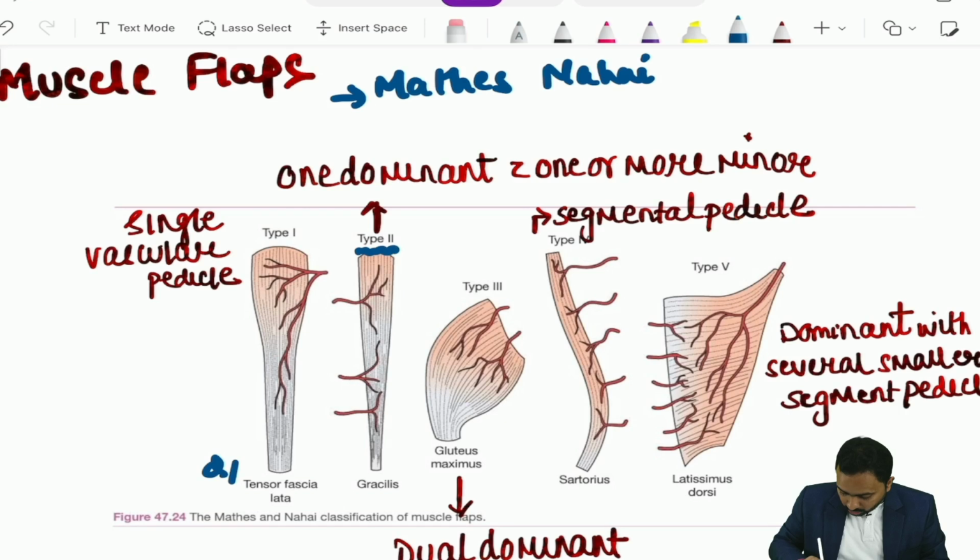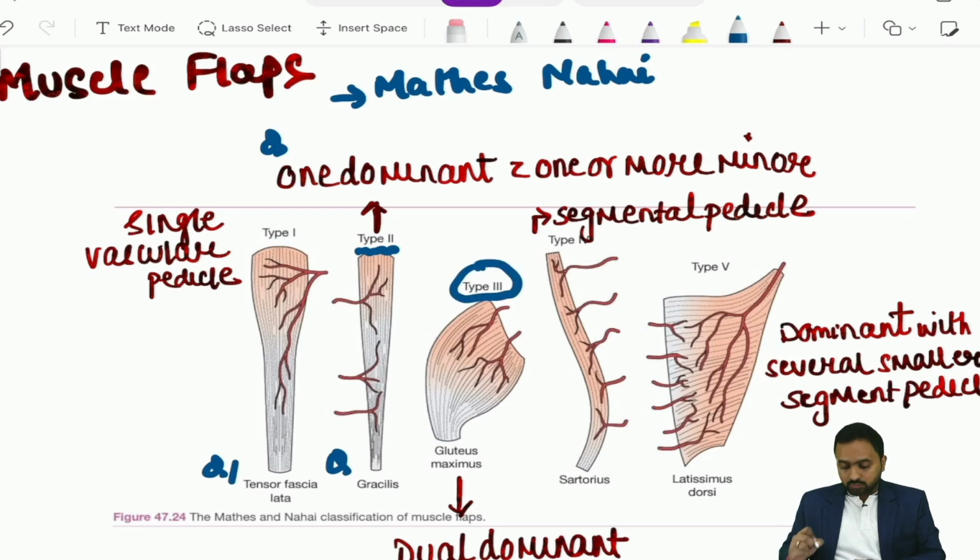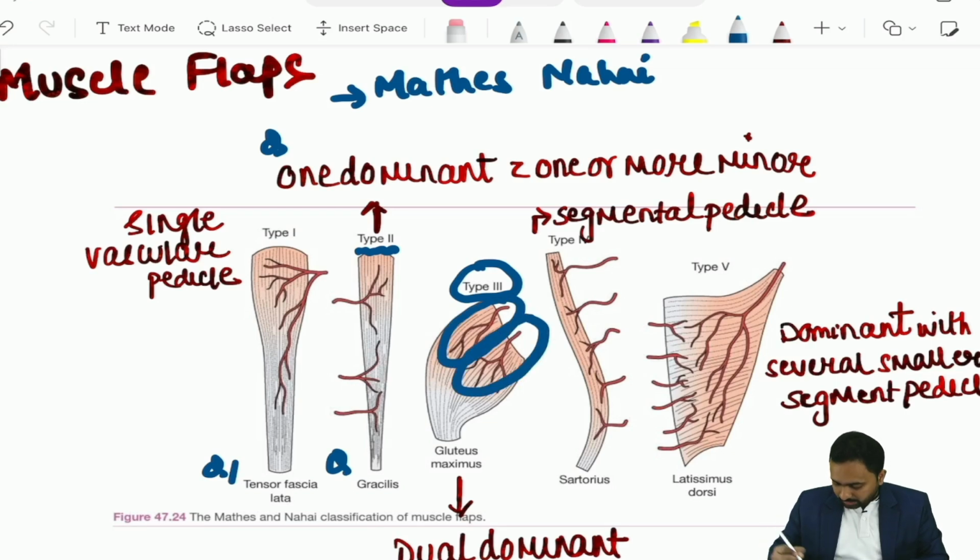Then type 2, you have your one dominant with one or more minor pedicles, the example being your gracilis. Then you have your type 3, the example of which is gluteus maximus. You can see over here you have your two dominant pedicles. Then you have your type 4, which is your sartorius. So they have your segmental pedicles. You can see a lot of segmental pedicles over here.